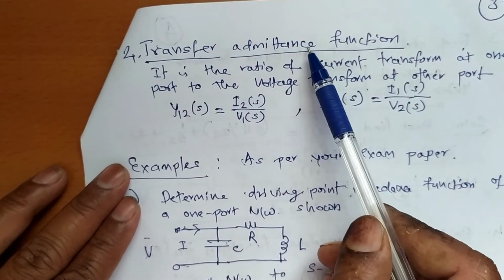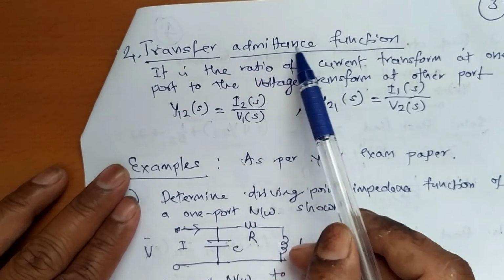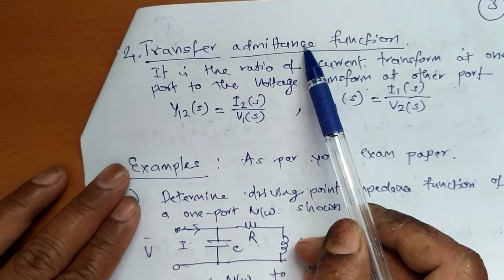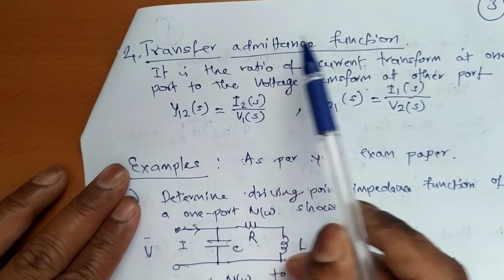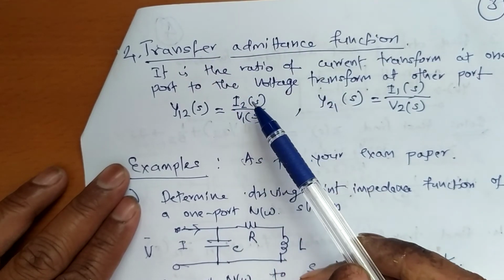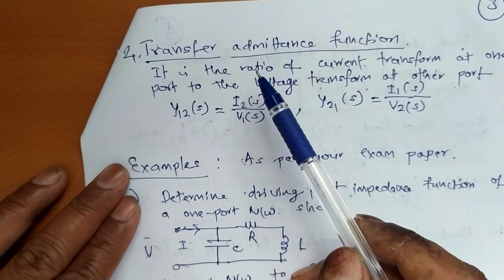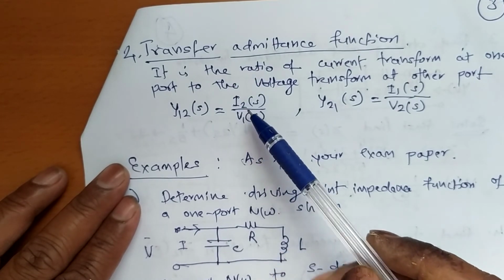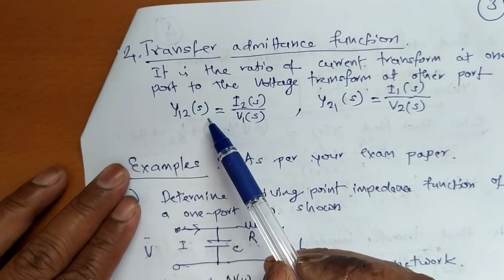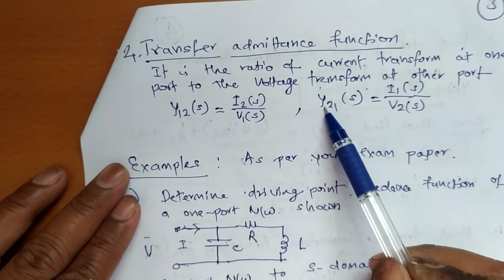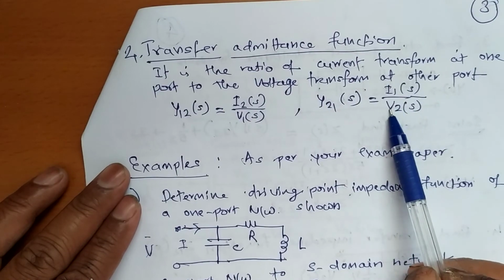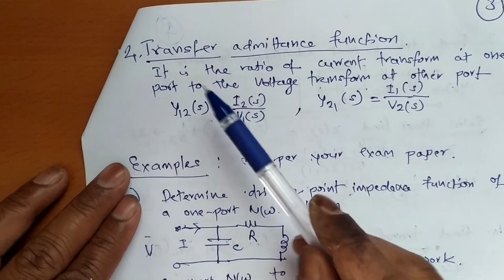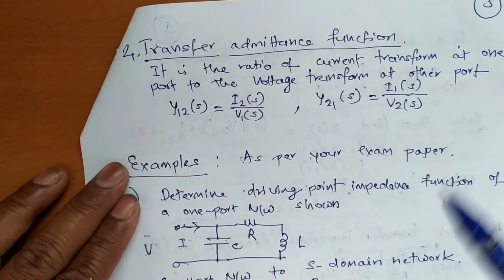Then the fourth type, the transfer admittance function. By nature it is admittance, so it is the ratio of current to voltage, but it must be transfer. Transfer means the ratio is current to voltage, but the current is at one port and the voltage must be from the other port. Like that, Y12 is I2 by V1, Y21 is I1 by V2. So two ratios are possible under the transfer admittance function.